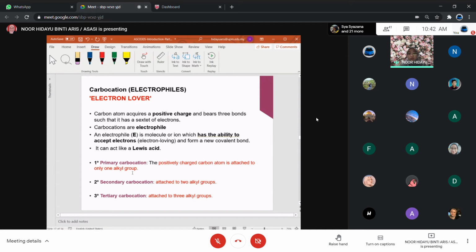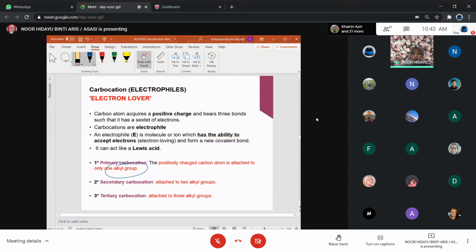So we have 3 classification: primary, secondary and tertiary carbocation. Basically sama macam yang sebelum ni, classification of the carbon. So to classify the primary, secondary, tertiary carbocation, the positively charged carbon atom is attached to only one alkyl group. So what is alkyl group? Alkyl is alkane. But then dia akan jadi substituent. Instead of nama dia methane, dia akan jadi methyl. So that's why dia panggil sebagai alkyl. Apa-apalah CH3 ke, CH2, CH3 ke, ni methyl, ethyl, propyl, butyl and so on.